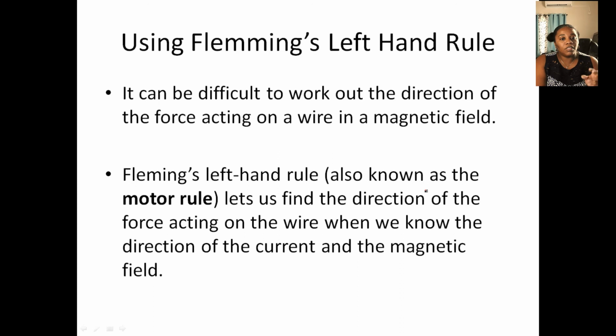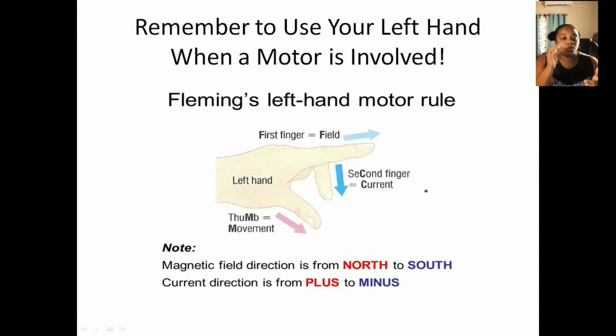So using Fleming's left hand rule, so this is our left hand, it can be difficult to work out the direction of the force acting on the wire in a magnetic field. Fleming's left hand rule, also known as the motor rule, lets us find the direction of the force acting on the wire when we know the direction of the current and the magnetic field. So pretty much you just need to know what the thumb, your index finger and your middle finger stand for.